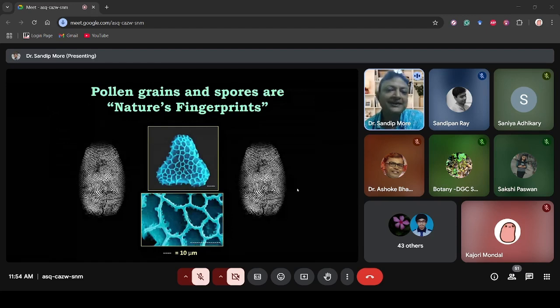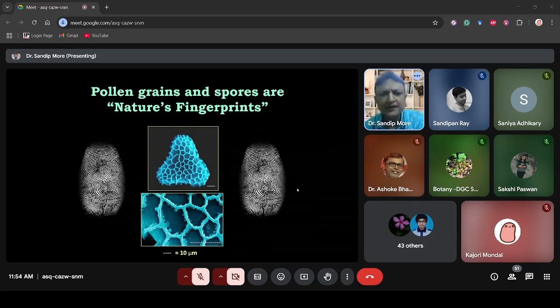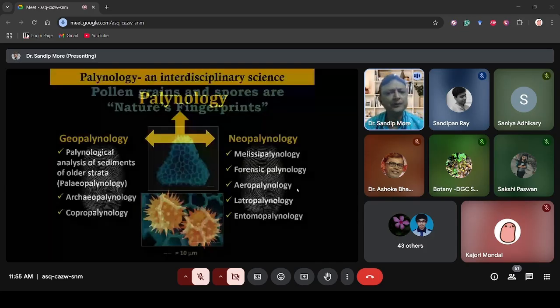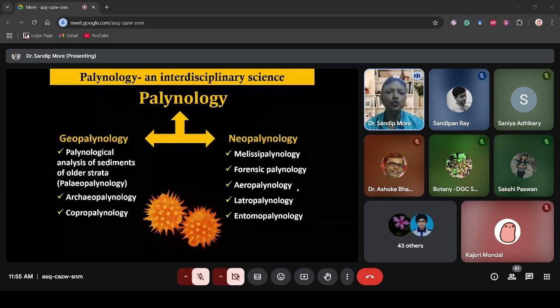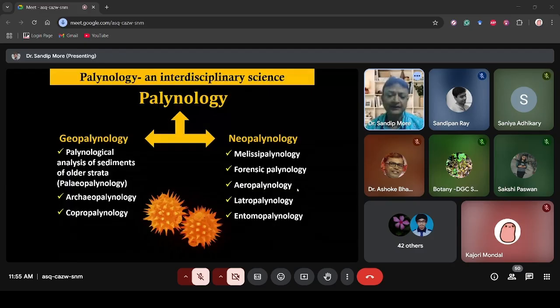And this is the reason that pollen grains are used in various types of applications. Today, I will just tell you some glimpses of the different applications. So this is the scenario. If we divide palynology, it is mainly divided into two branches: geopalynology and neopalynology. Geo means pollen study from earth or soil or rock or fossil, and neopalynology means modern pollen study, that is living pollen. It may be from fresh flower, it may be from honey, it may be used in forensics to solve the criminal cases, it may be to detect the allergic pollen grains which are present in the air, or other branches that I will go into further.